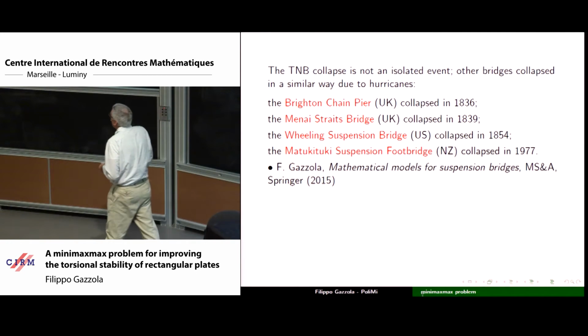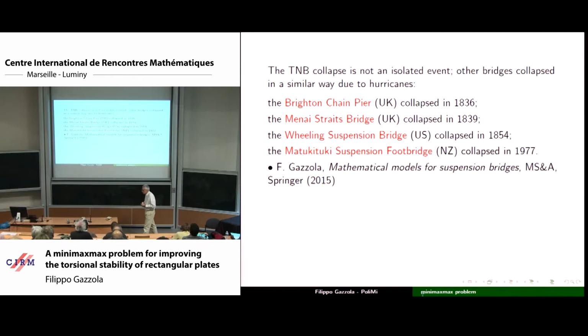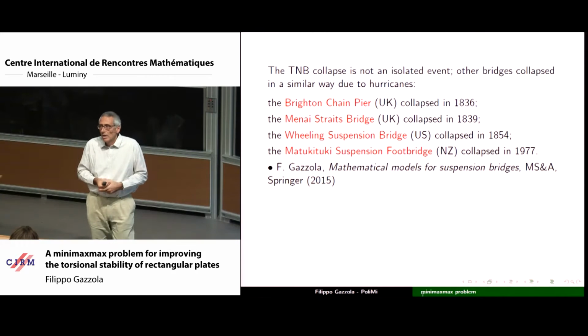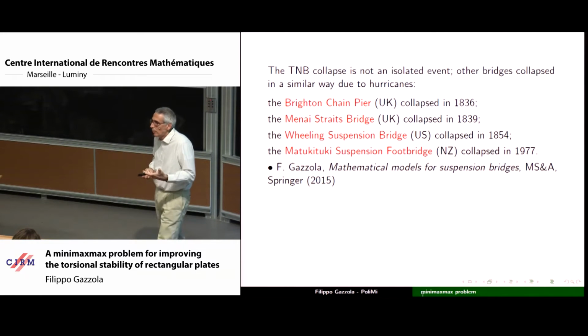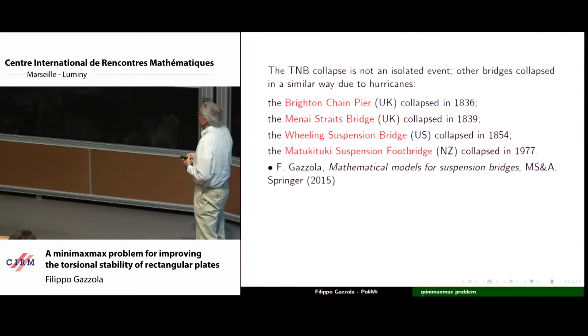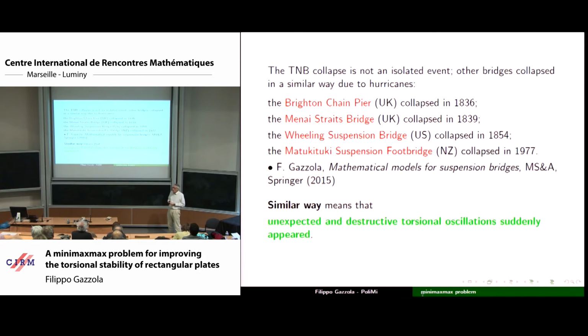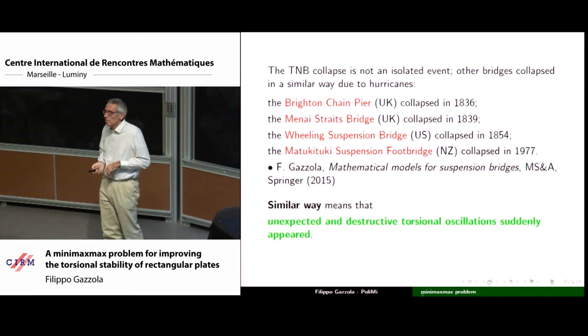And well, if you're interested in this book, which was published last year, I devoted the whole first chapter to historical events and to a collection of what happened and the description of witnesses of these collapses. What do I mean by similar way? I mean that torsional oscillations appeared, because the torsional oscillations are the enemies of the stability of bridges. So these are the destructive oscillations, while a bridge can withstand longitudinal oscillations.